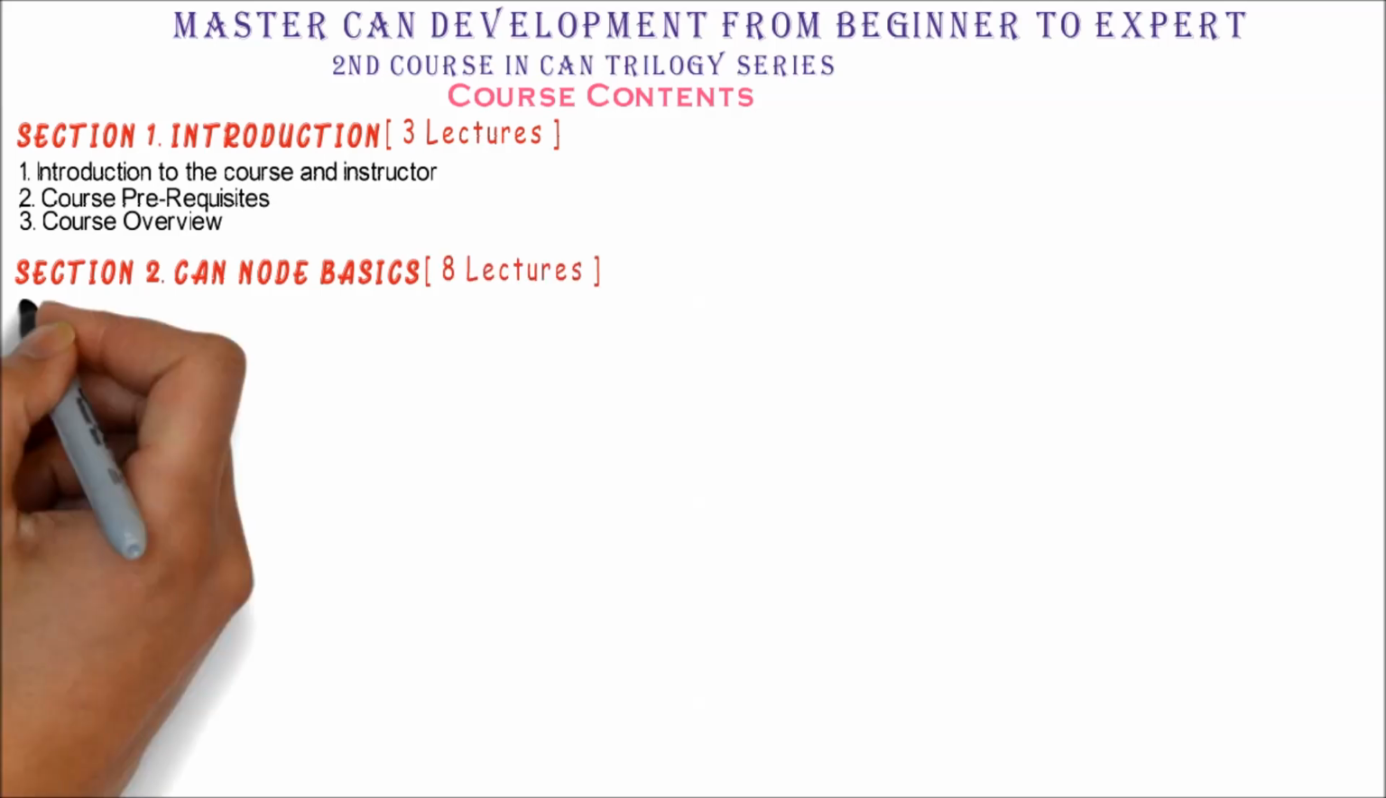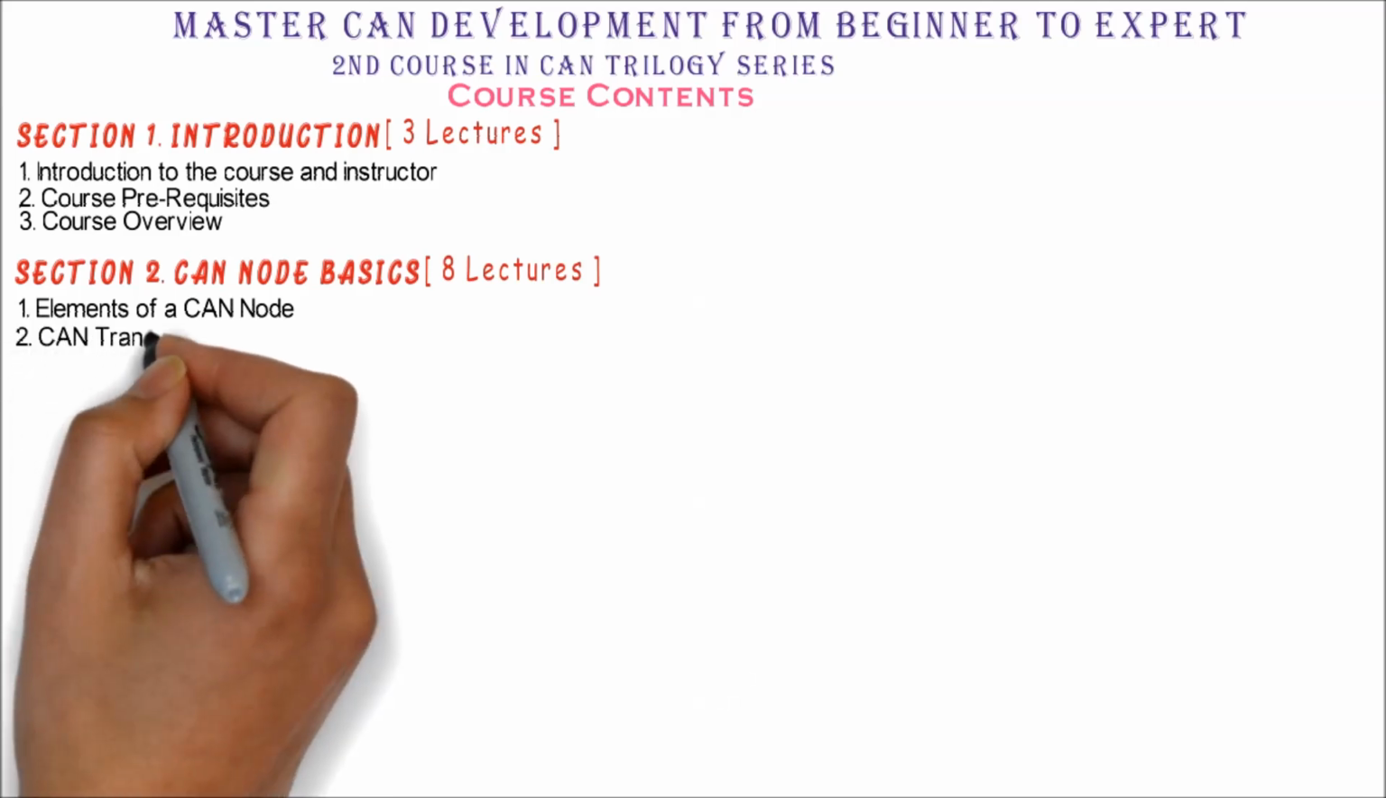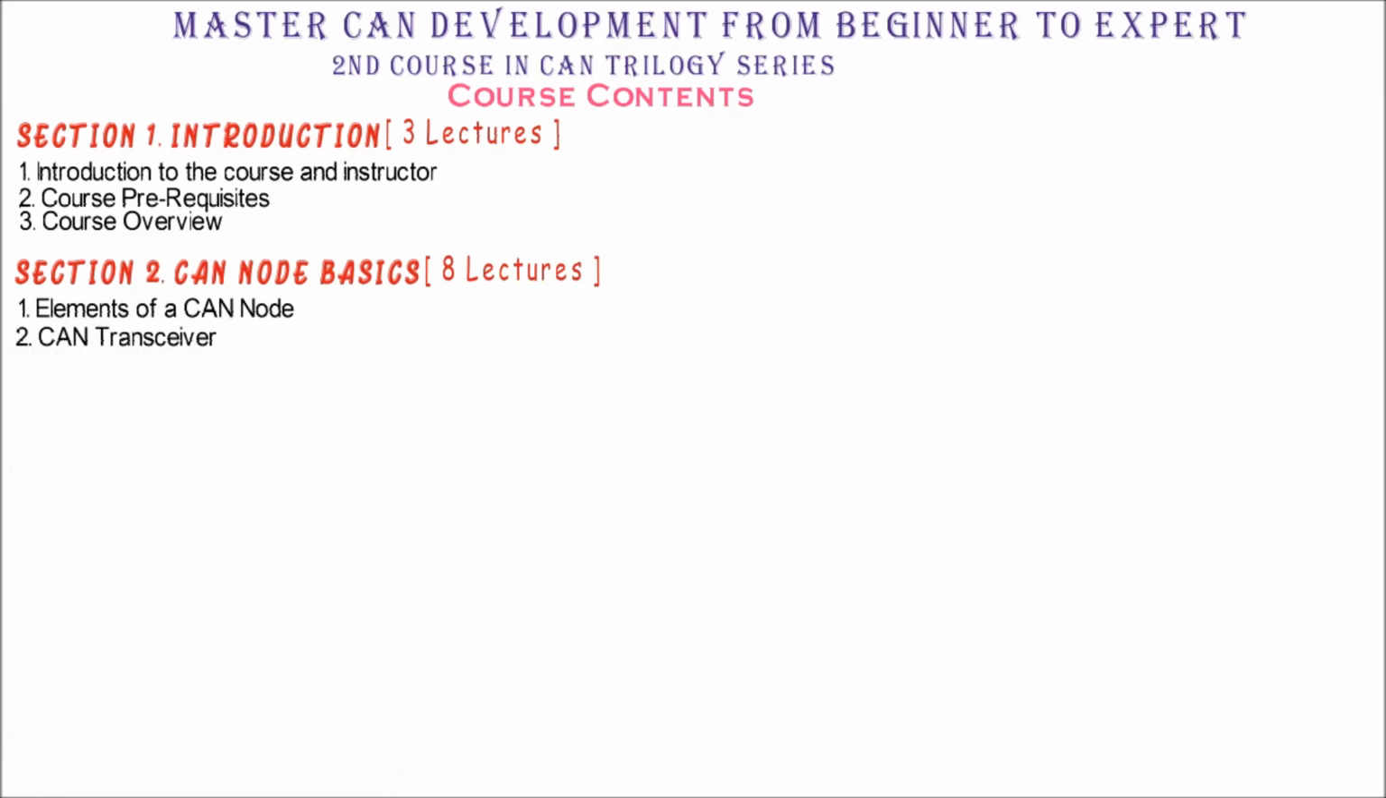The first lecture is Elements of a CAN node. Here, an introduction to the key components of a CAN node is given. Second is CAN transceiver, a detailed lecture on the role and functionality of CAN transceivers. Here we have taken the example of standalone CAN transceiver MCP2551 for practical understanding.